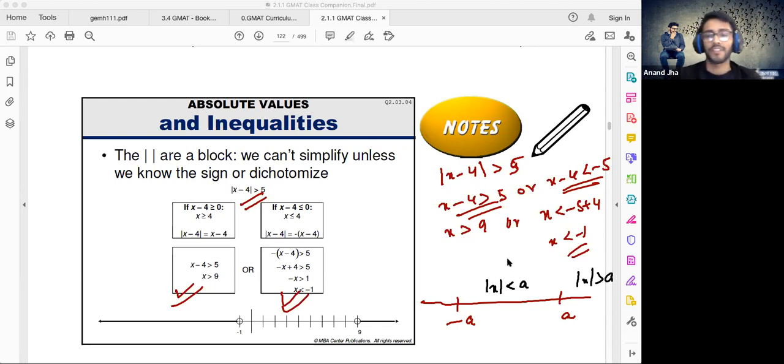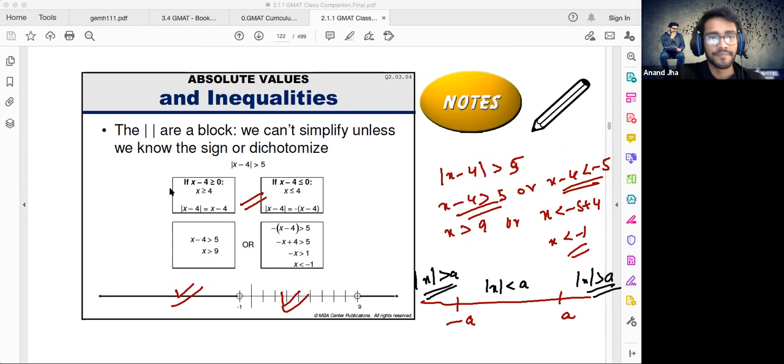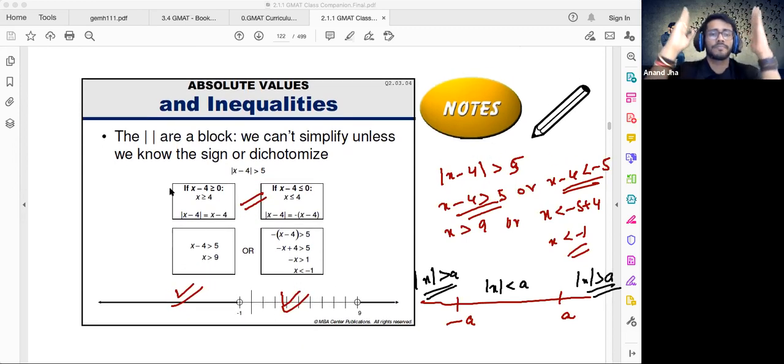Sorry. So this is for mod x less than a, we have x from minus a to a. For mod x greater than a, this is the region. Remember like this. Okay. Clear? So let's solve some more problems. And mod, they will denote it with the vertical pipe.